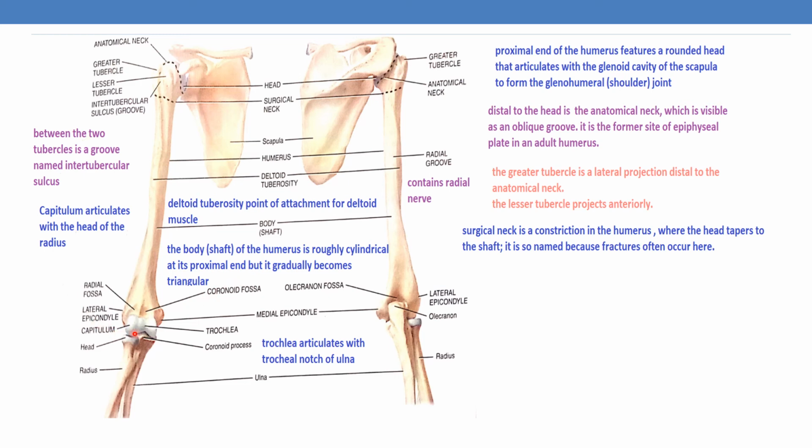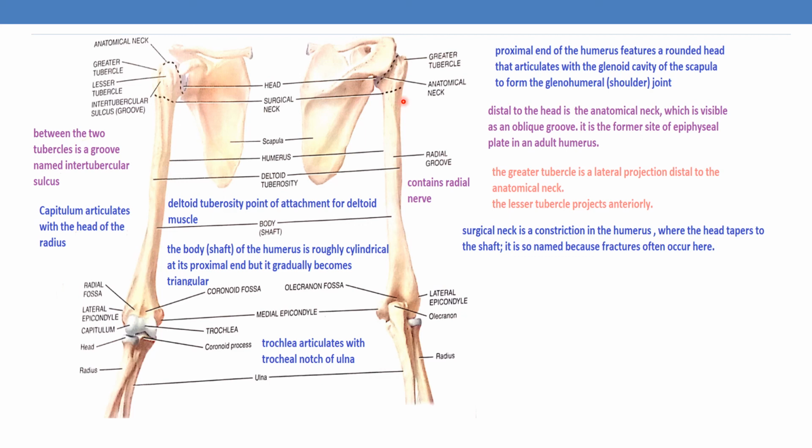One more important distal aspect of the humerus is the capitulum. This is the capitulum. It articulates with the head of the radius. This is the radius bone and this is the head of the radius. And this is the trochlea. The trochlea articulates with the trochlear notch of the ulna. This is the point of articulation for the ulna and this is the point of articulation for the radius.